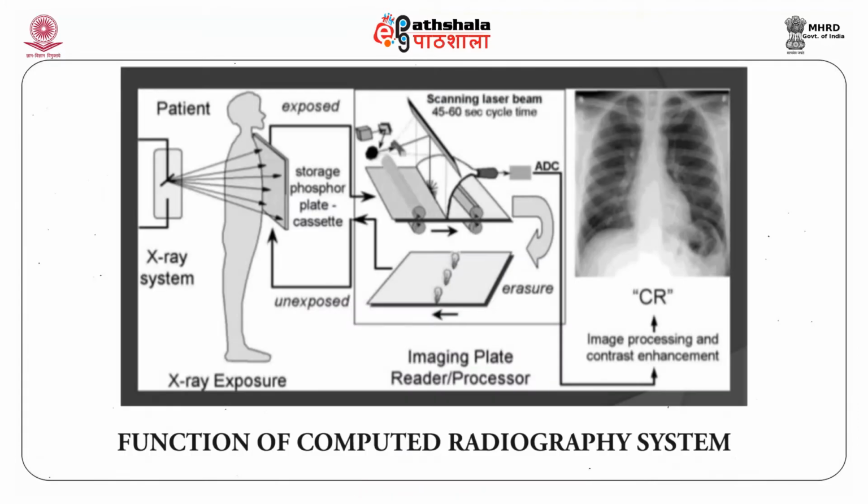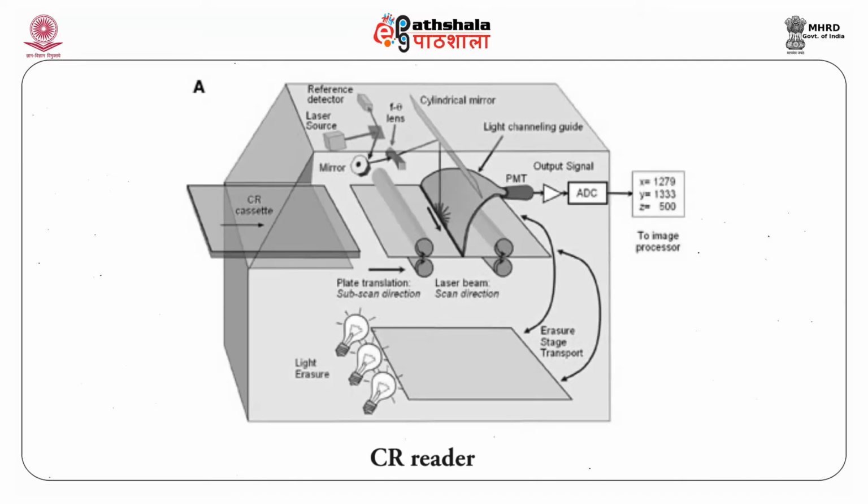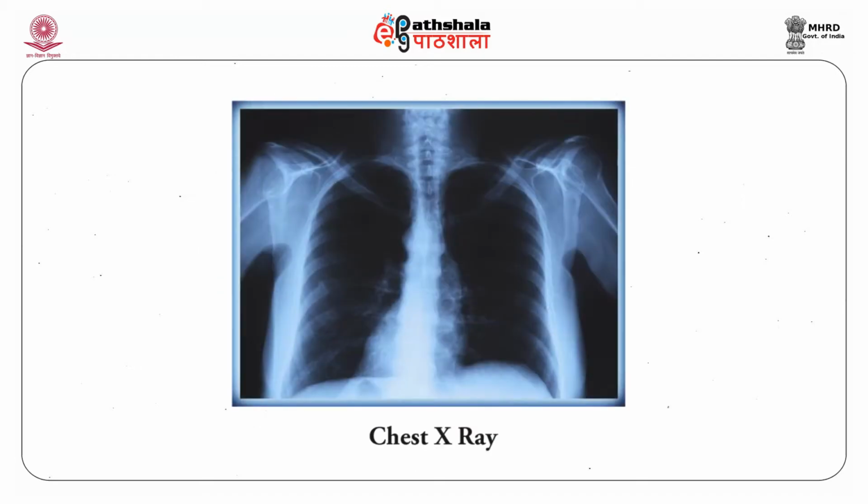This illustrates the function of a computed radiography system, which is seen in a hospital scenario. Here you can see an X-ray tube and a patient and the cassette. The following image, what you see here, is a CR reader. What happens inside the CR reader is this latent image, which is the invisible image, is converted into a visible image and seen as a chest X-ray visualized in this illustration.